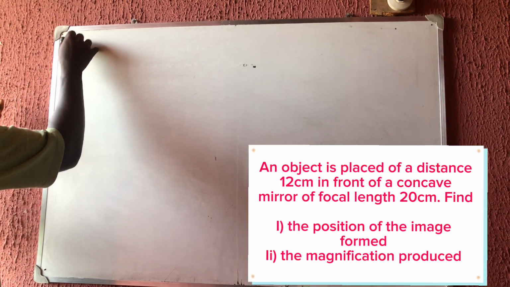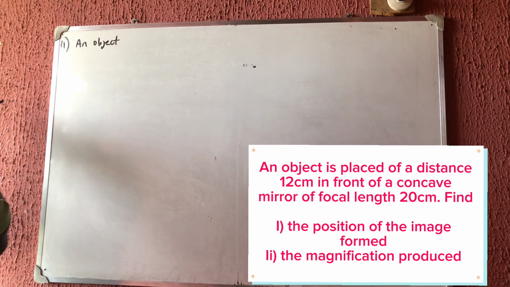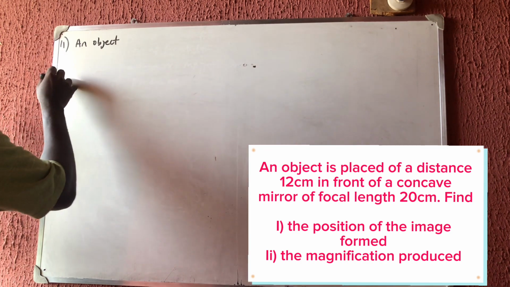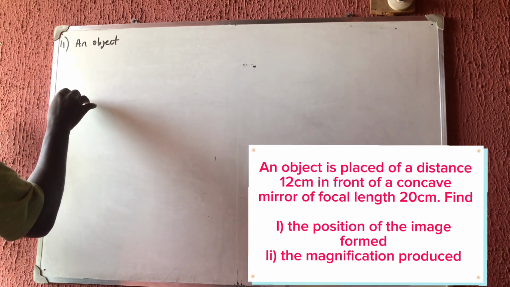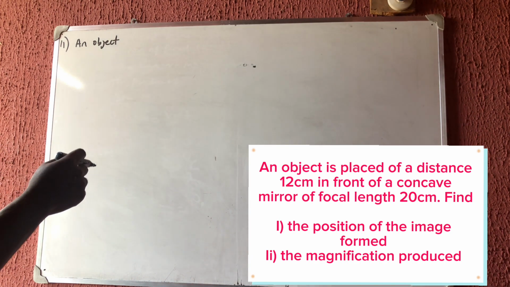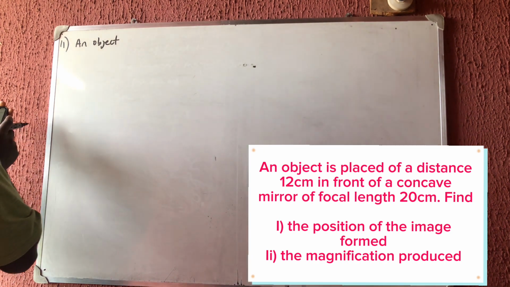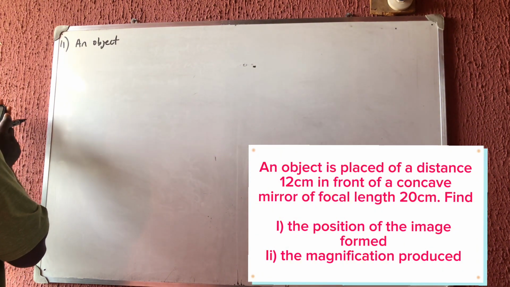Hope you know that since, as in the other question, our U is greater than F, what does it mean? It must be a real image, a real but inverted image, showing that it is a concave mirror. So you should know that as well.